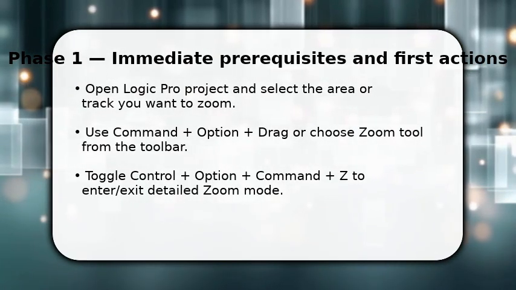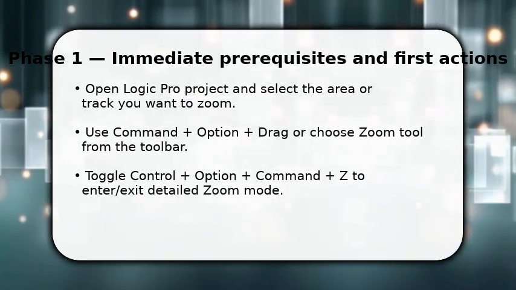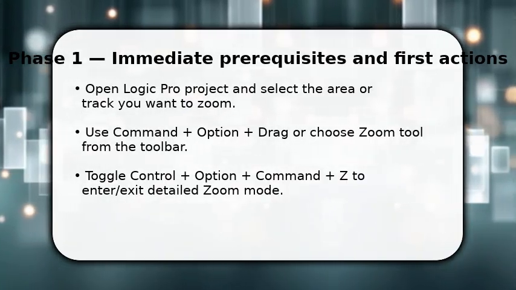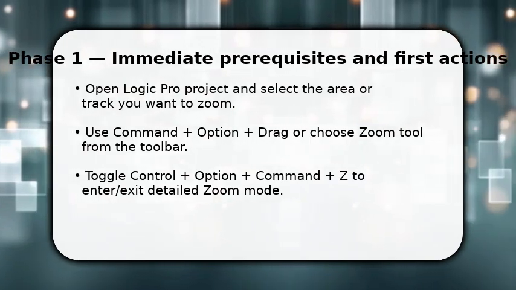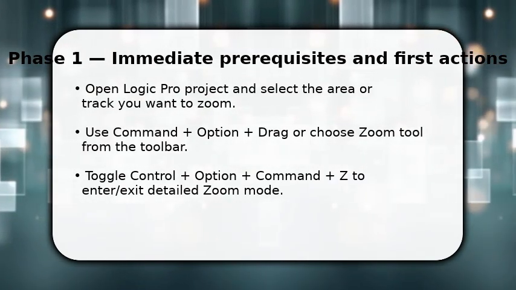Once done, toggle Control plus Option plus Command plus Z to enter a detailed zoom mode. This lets you refine timing and fades without changing overall window size, which is faster for edits.